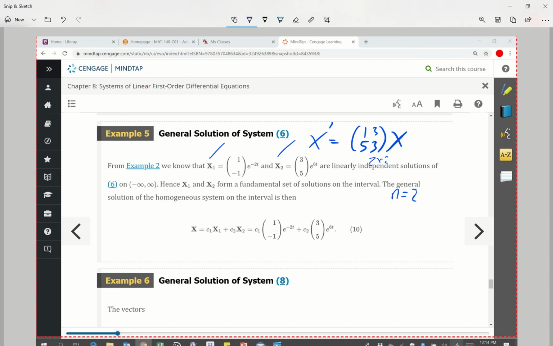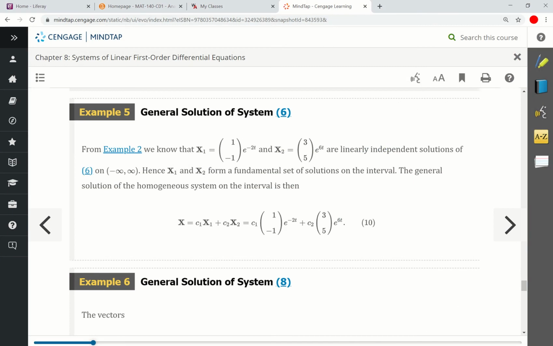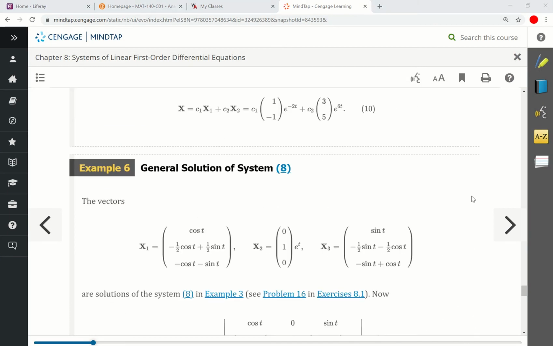Therefore, we can discuss the general solution. The general solution x is just going to be the linear combination of those two. So it's going to be c1x1 plus c2x2, which is equal to c1 times our x1 solution plus c2 times our x2 solution, and that would be our general solution for that system. Let's take a look at the next example.